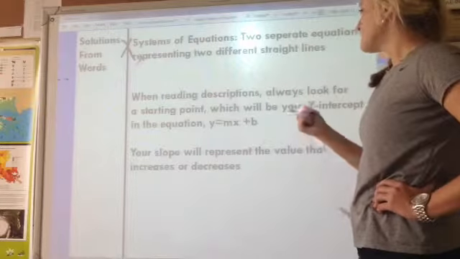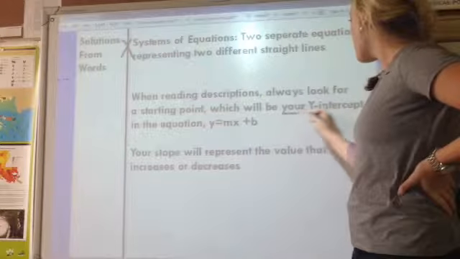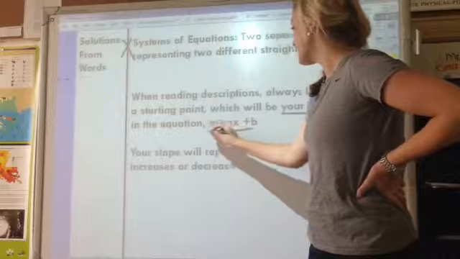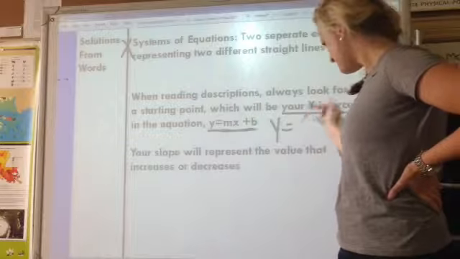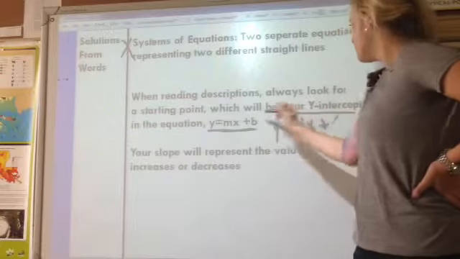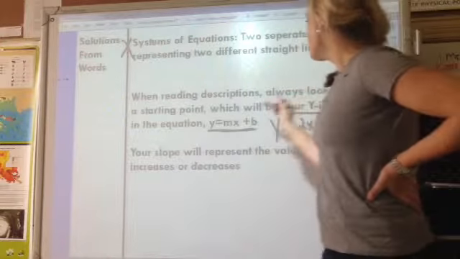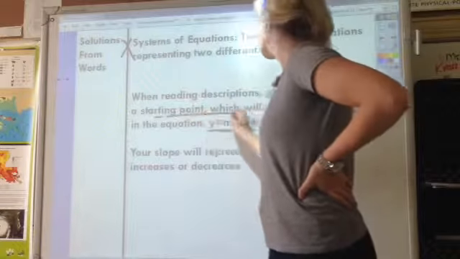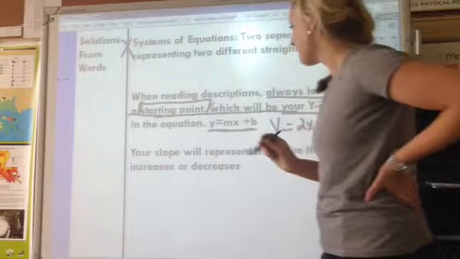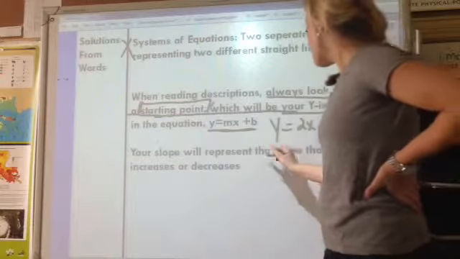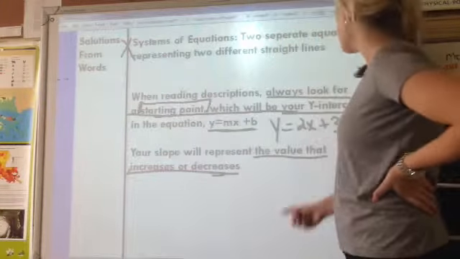Today, when we're reading descriptions, we always want to look for our starting point. And again, our starting point will always be your y-intercept in the equation y equals mx plus b. So when we're writing these equations, we want to have a y equaling some number x plus the y-intercept. So that's just an example. Let's go ahead and write, always look for a starting point, which will be your y-intercept. This will make more sense when we get into it. Your slope will represent the value that increases or decreases. Definitely write that in your notes page. Let's go ahead and jump into an example.